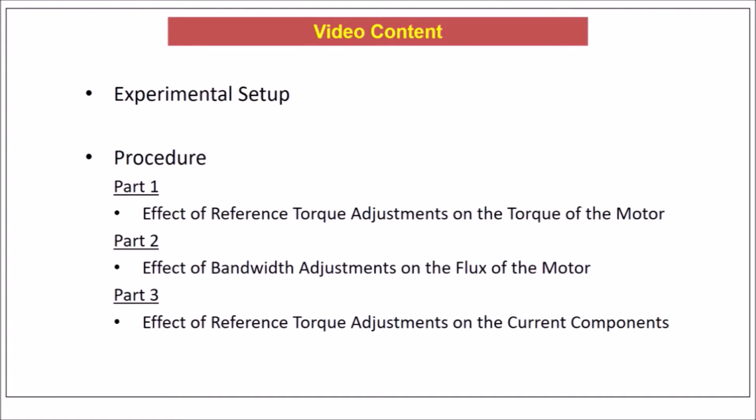Part 1 is on the effect of reference torque adjustments on the torque of the motor. Part 2 is on the effect of bandwidth adjustments on the flux of the motor. And finally, Part 3 is on the effect of reference torque adjustments on the current components.